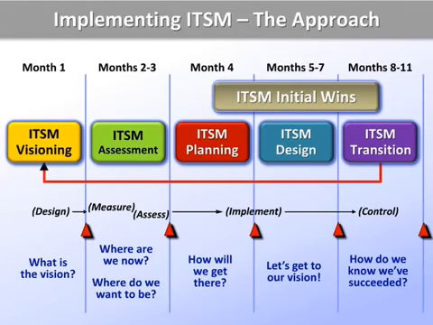Box these into maximum 9-month segments so that every 9 months or so you are running through this cycle: visioning, assessment, planning, design, initial wins, and transition.